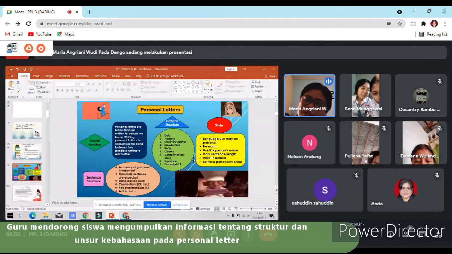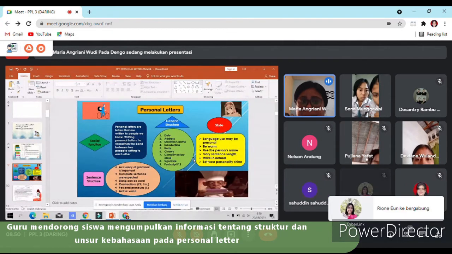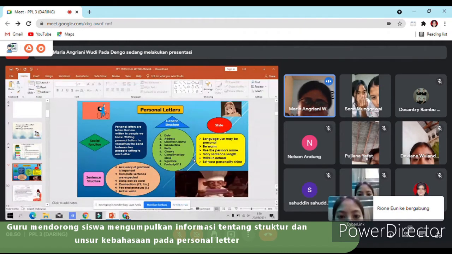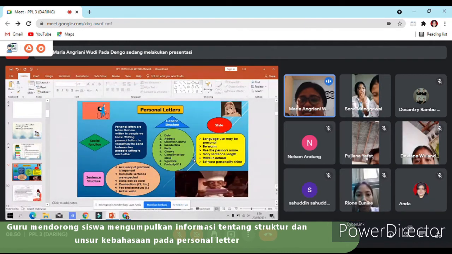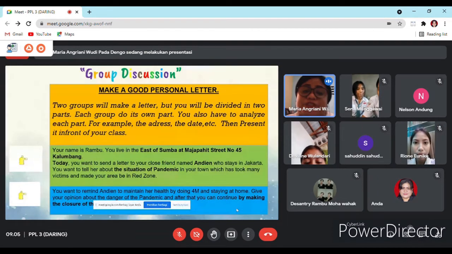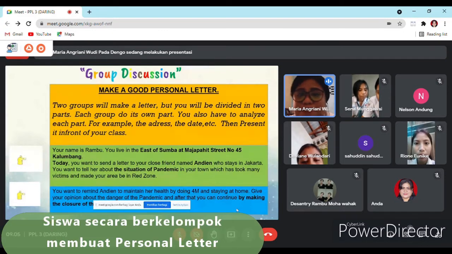See the explanation. I will explain to you. About personal letter, there are four parts. Ada empat bagian, ada social function, ada generic structure yang tadi sudah kalian analisis, ada style, and the last sentence structure. Now I want you, sudah di grup tadi ya, to make a good personal letter.